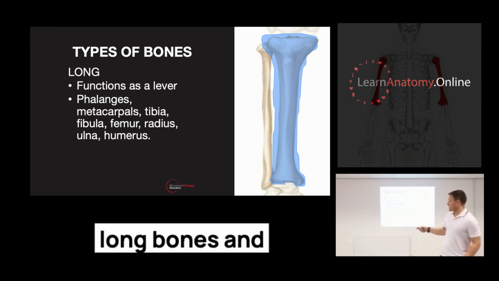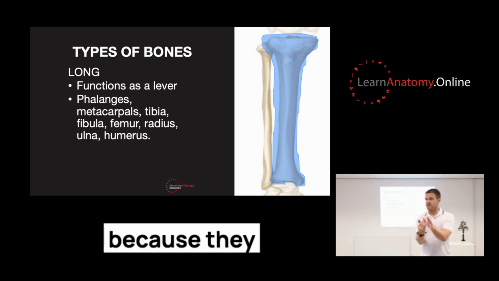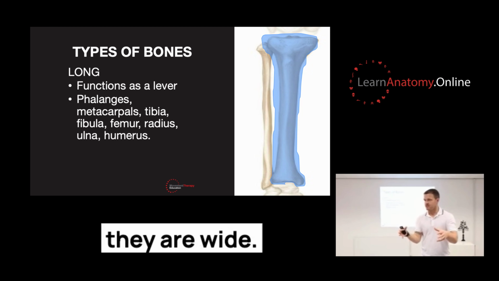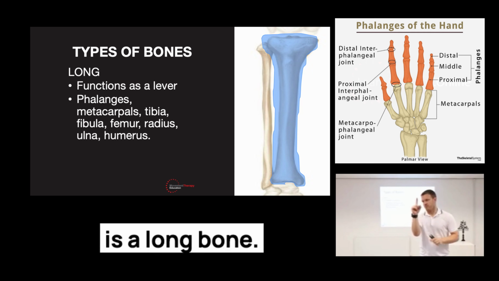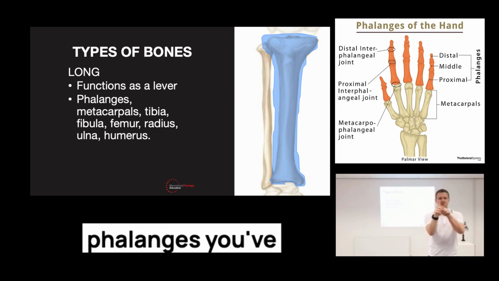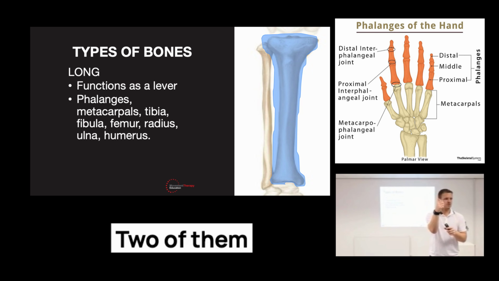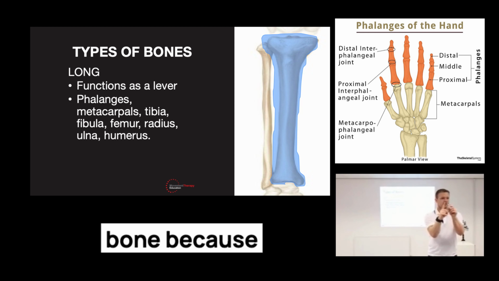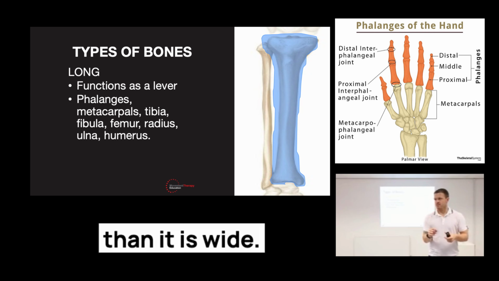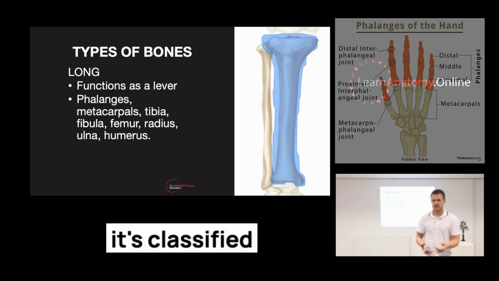So those are all long bones, and the reason why they're called long bones is because they are longer than they are wide. That's the classification. Even the end of your finger is a long bone. With your phalanges, you've got 3 of them in these fingers, 2 of them in your thumb. 1, 2, 3. That end one is still a long bone because it is longer than it is wide. That's why it's classified in that way.